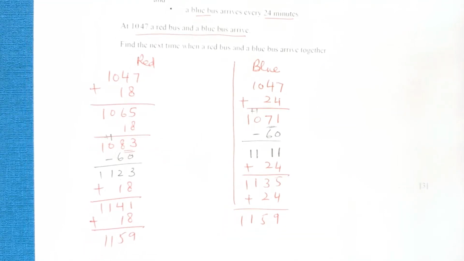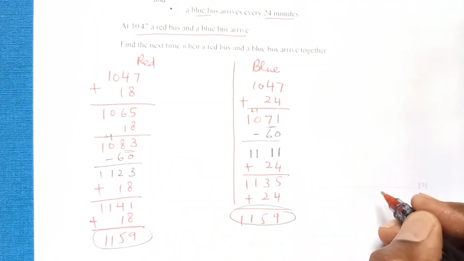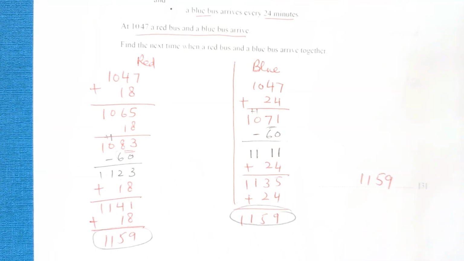So here it is. So you can see this is the time that is common in both. So that means the red and blue bus will come together at 11:59.